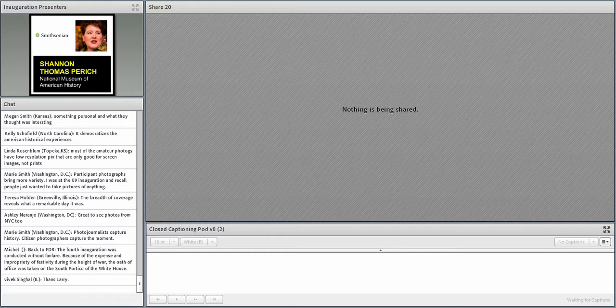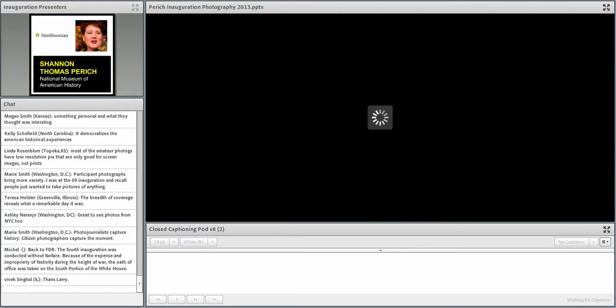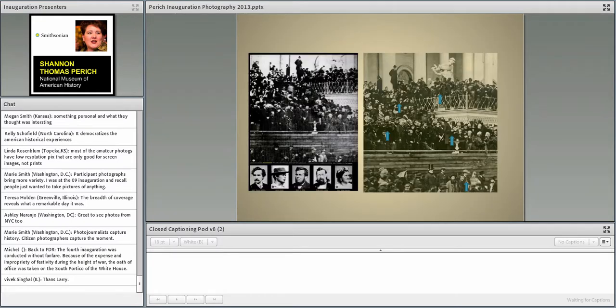Linda Rosenblum in Topeka makes the point that amateur photographs have low resolution that are only good for screen images and not prints. Again, that's a really important point to make, is that amateur photographs, while they express an experience, may not always have the quality that may be sustaining over the course of time, or may be able to distribute easily.